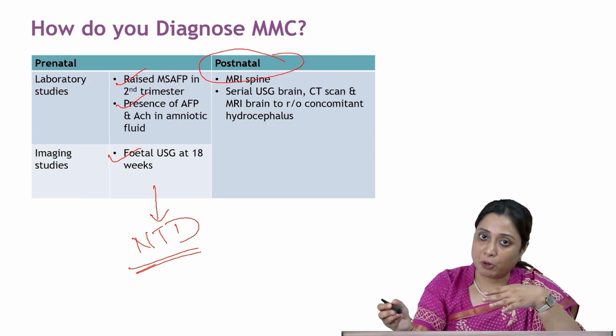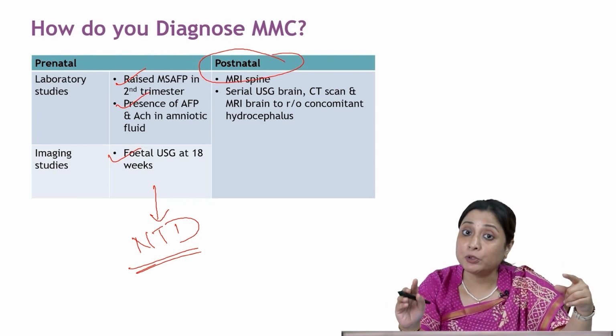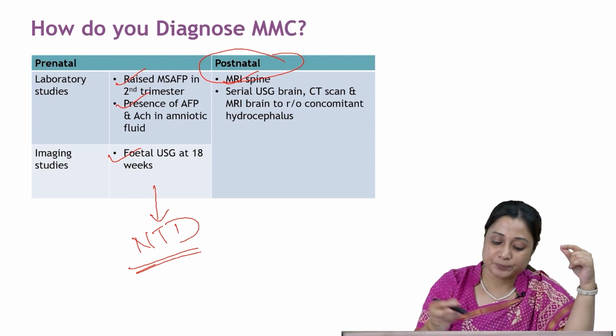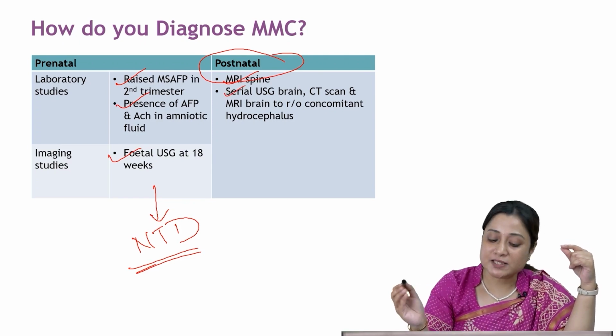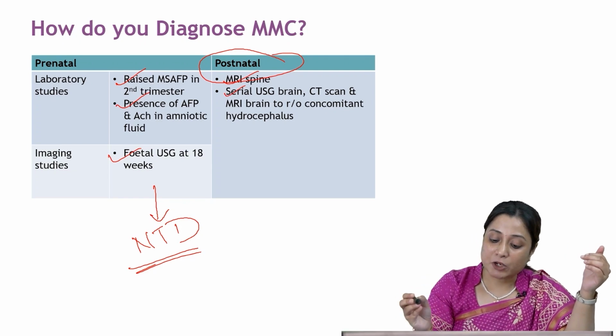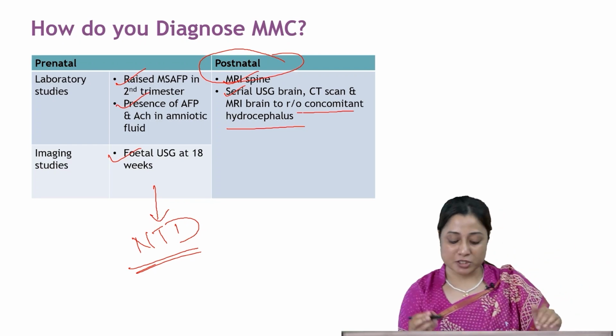Now, what happens in the postnatal period? Means the child is already born. You are suspecting some kind of a neural tube defect. How do you confirm it? MRI spine is diagnostic. Others, you can do a serial ultrasound of the brain, or CT scan or MRI of the brain, to rule out concomitant hydrocephalus. This is always suggested.